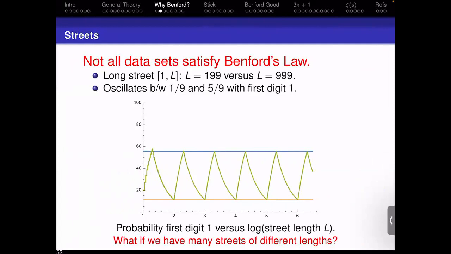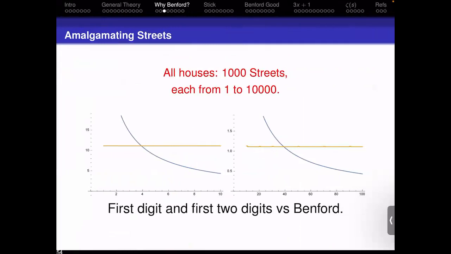Well, what if we had many streets of different lengths? Ted Hill has some great papers on the amalgamation of different distributions. The more amalgamations you have, the more different processes you have going on, the more likely you are to have Benford behavior. So what if we had different streets of different lengths, put in all the houses, and then looked at that distribution? First of all, I'm going to take a very simple situation of 1,000 streets, and each street has exactly the same number of houses from 1 to 10,000.